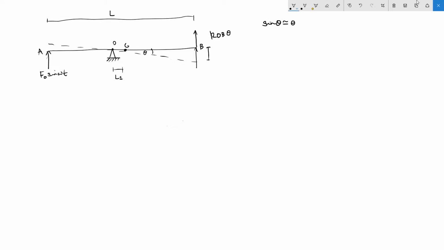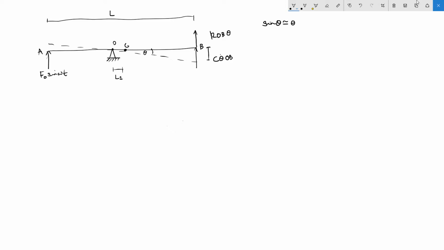The force provided by the viscous damper is going to be equal to C theta dot, where C is the damping coefficient and theta dot is the angular velocity. We're also going to need to multiply this by the distance at which it acts from the pivot, which is OB. So we're going to have C theta dot OB. Now that we've got all our forces marked on our free body diagram, we can start producing an equation of motion.